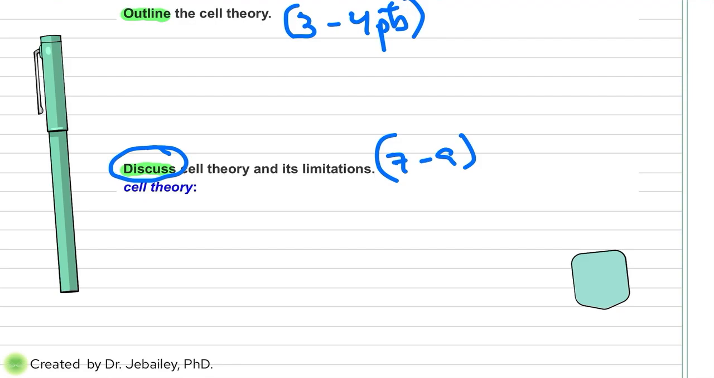But why did I put these two questions together? Because believe it or not, if you see the first section of the question right here, it says outline the cell theory, discuss the cell theory. So in the first part of this question, the answers will be practically the same thing as outlining, with a little bit more of a discussion.